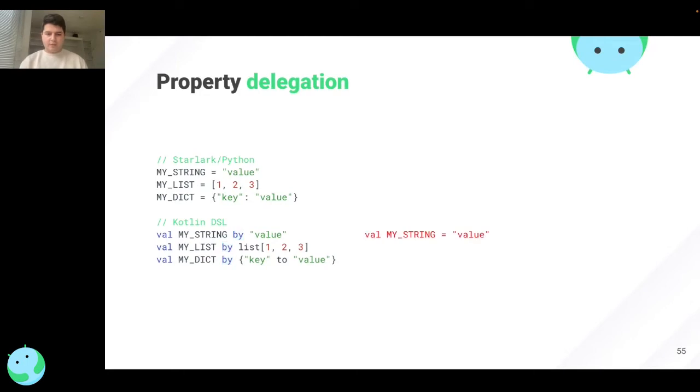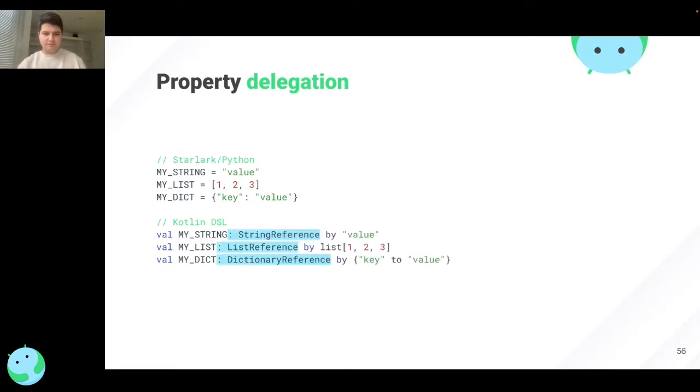The problem here is that if we use just a simple assignment operator, it will only assign the value to the variable. But this is not something we want to do. What we want is to generate this assignment statement in Starlark. So we need to preserve this information about the moment when this assignment happened. And that's why we can use the by operator, and under the hood, we can implement the functionality that we need.